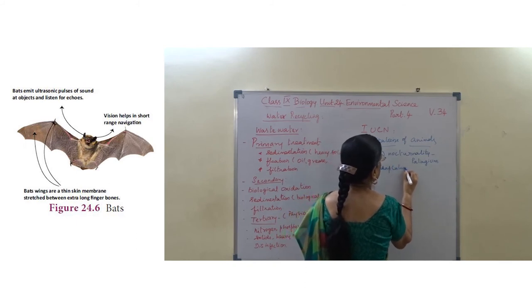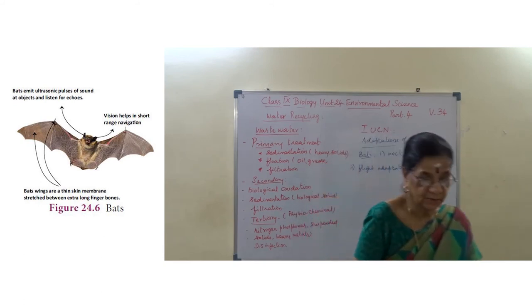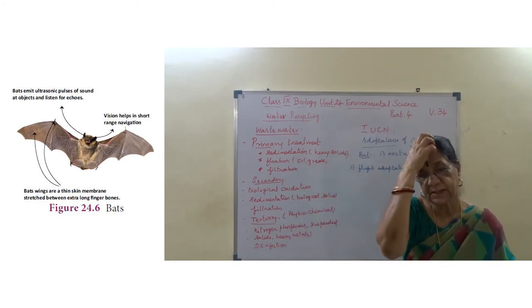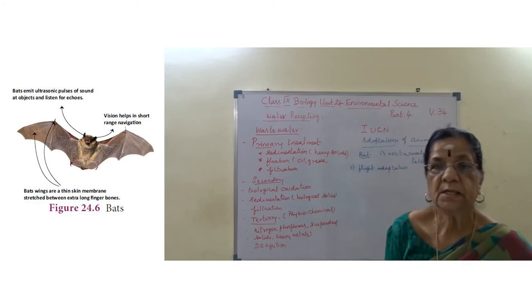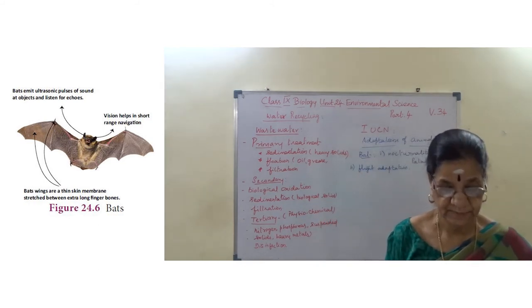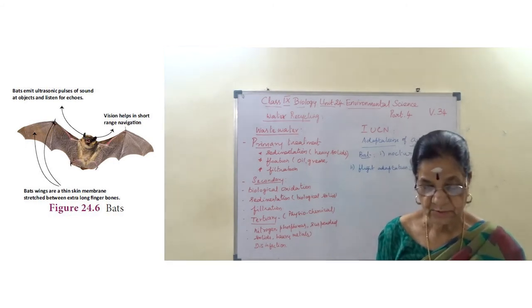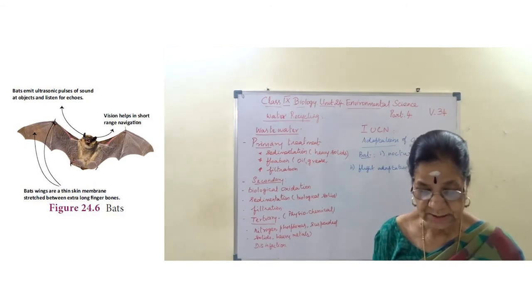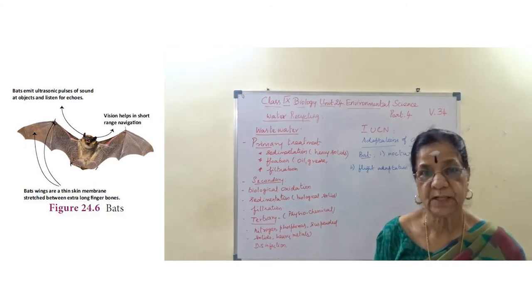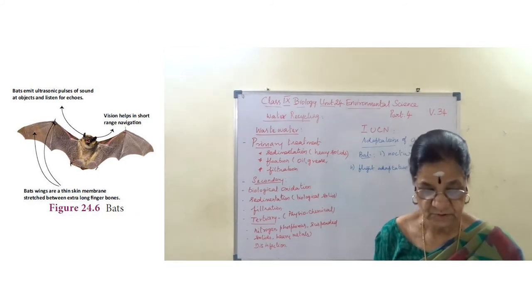Flight adaptation. What do we know? Flying is useful. In what way is it adapted? Forelimbs are modified to serve as wings. In bat, forelimbs are modified to serve as wings. The tail supports and controls movements during flight.